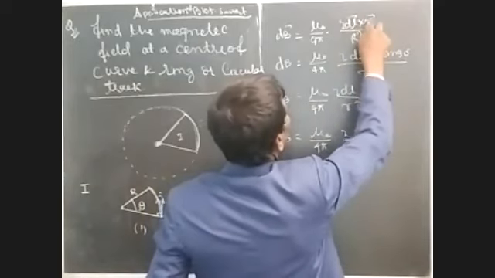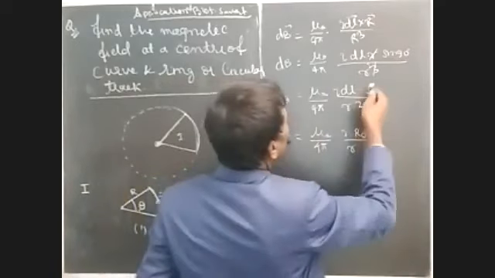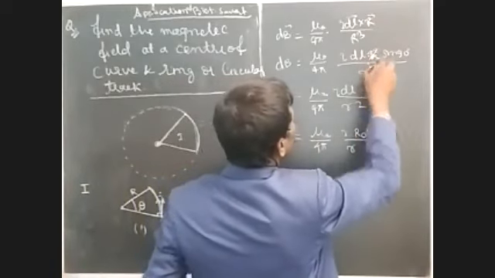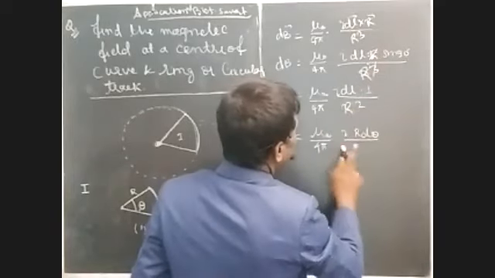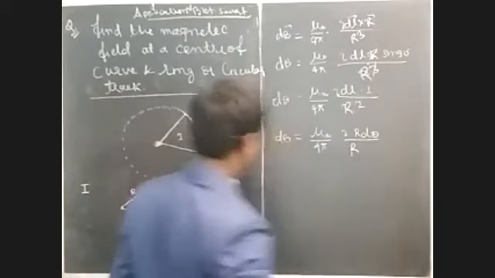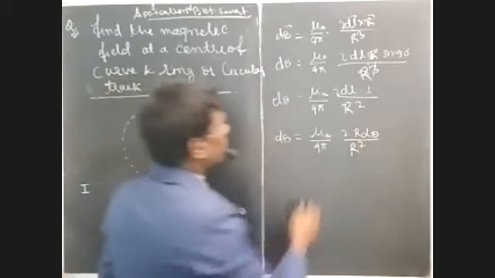This is the R, because it is the radial distance. Therefore, we can convert it later, but it is better to write it in the starting. So this is the R and this is the R square. Are you getting it? Like this.